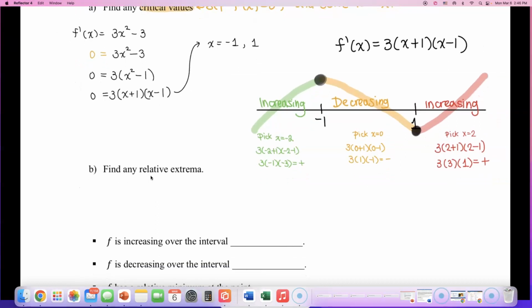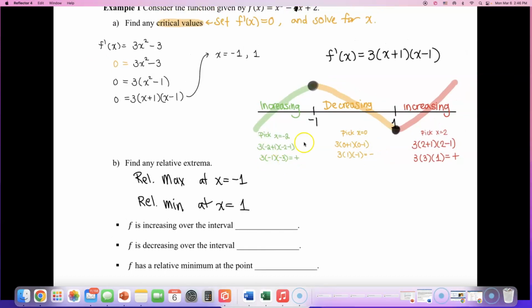And I can find the relative extrema now, okay? So look, in between green and orange, we have a relative maximum. Relative maximum is at x equals -1, right? That's the max. And we have a relative minimum at x equals +1, okay? Because that's when the graph stopped going down and started going up. So that's the bottom of this graph, okay? That's the lowest point in this region, okay?